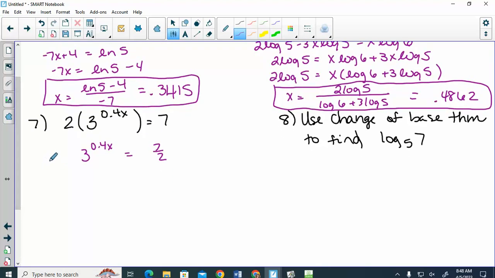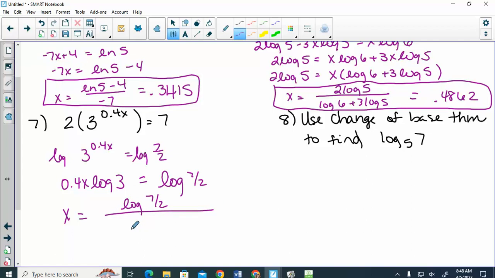Then what do you do? Take the log. So you get 0.4x log 3 equals the log of 7 over 2. So then to get x by itself, you're just dividing by everything. So you have log of 7 over 2 divided by 0.4 log 3. 6.85, you said?